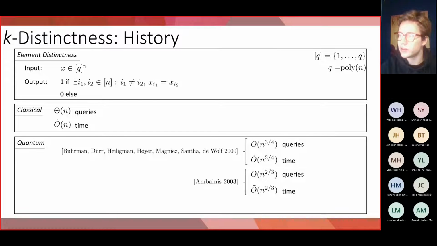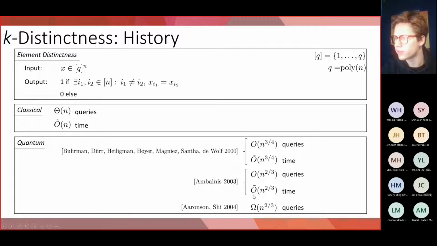This was later improved by Ambainis to n to the 2/3. And it was shown that this was in fact optimal, I believe, with the polynomial method. So the problem of element distinctness is very nice.